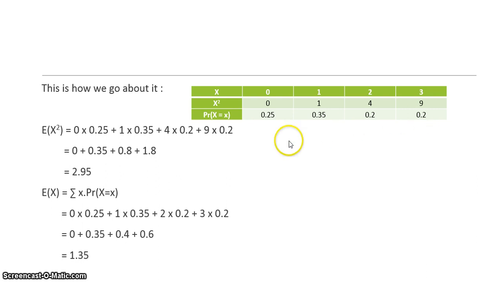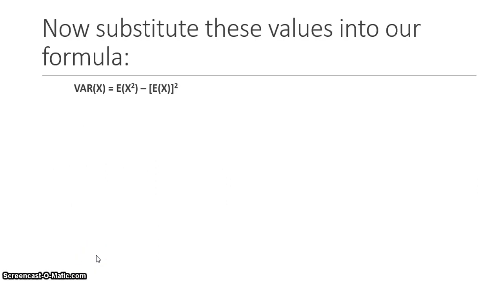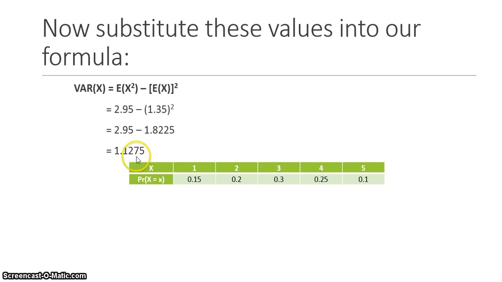Now I'm going to substitute these two values, the expected value of x squared and the expected value of x, into my formula. So here it is. The variance of x is equal to the expected value of x squared minus the expected value of x, the whole thing squared. So I have 2.95 minus 1.35 squared. 1.35 squared is 1.8225. Take this away from 2.95 and I get 1.1275. So the variance of x is 1.1275.